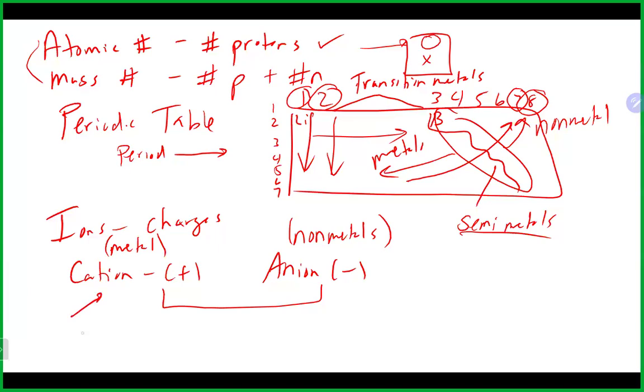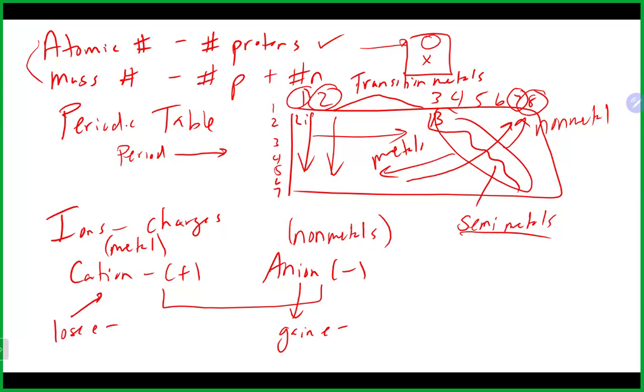A cation is achieved by the loss of electrons, while an anion is the gaining of electrons. When you lose electrons, for example in a cation, you then have more protons than electrons, so you have more positive things than negative things, so you become positively charged. When you gain electrons in an anion, you now have more electrons than protons, so you have more negative things than positive things. So you end up with an overall negative charge.